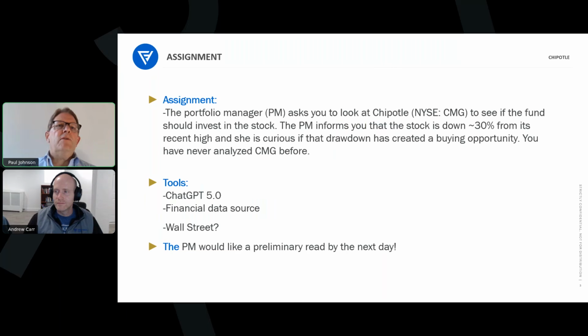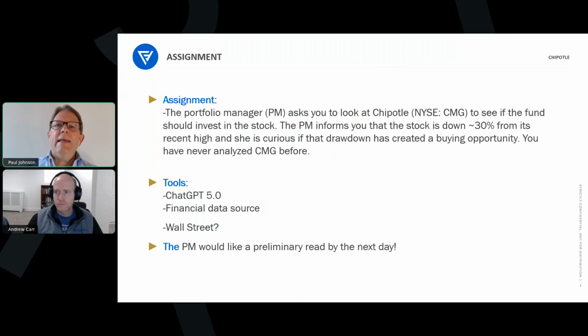Now, to set up the problem, I say that you have two tools. That's all. You have access to ChatGPT 5.0 and you have a financial data source. That's going to be important both as we think about AI, but also in this case. So I put down here a third tool, Wall Street. Now, I'm going to say you do have access to Wall Street, but I want to caution, certainly the young analysts, I wouldn't go to Wall Street first.